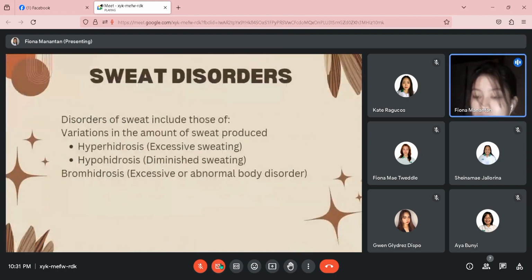I am Fiona Manantan and I'll be discussing the sweat disorders as well as the analysis tests. So first, disorders of sweat include those of variations in the amount of sweat produced, such as hyperhidrosis or excessive sweating, hypohidrosis or diminished sweating, and bromhidrosis, which we call excessive or abnormal body odor.